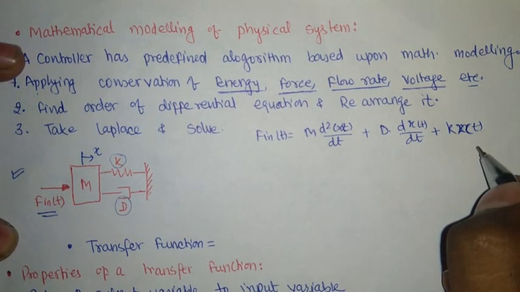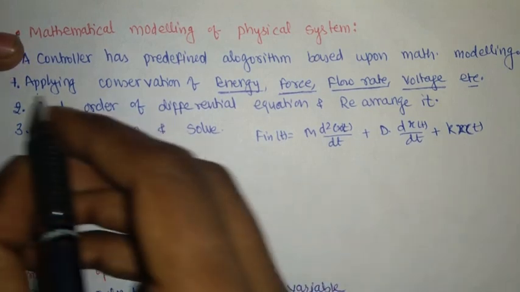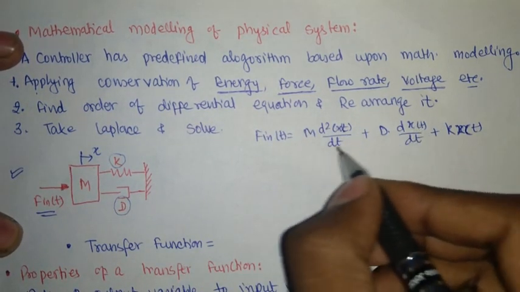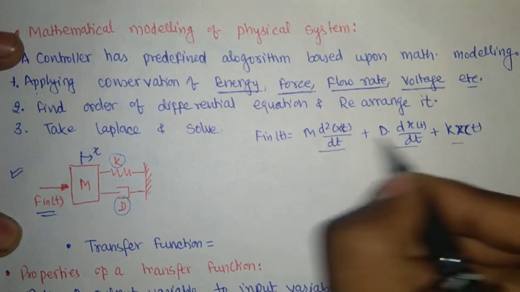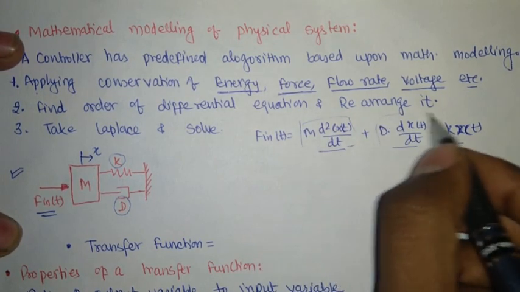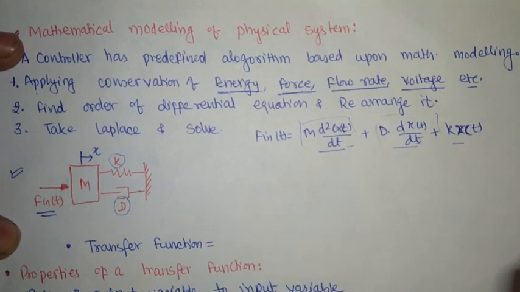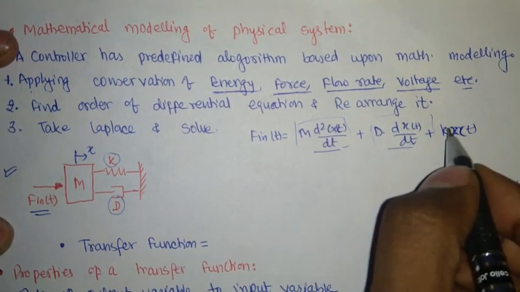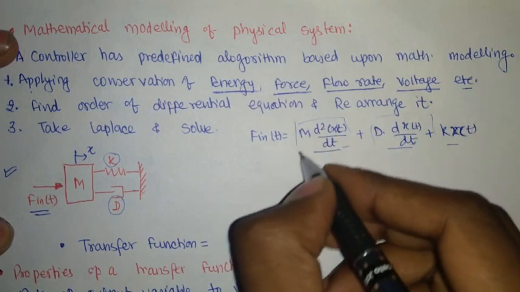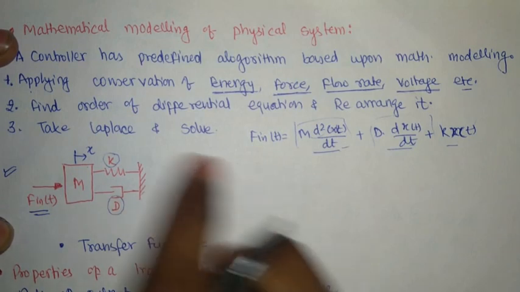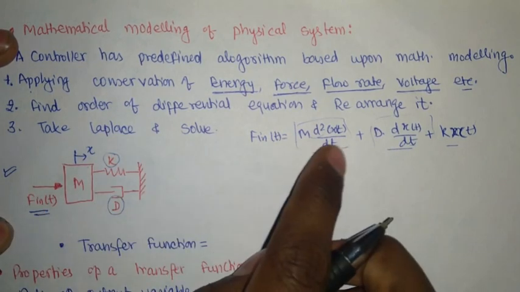Now that is our first step. We have calculated the equation of our system. Then find the order of the differential equation and rearrange it. We have already rearranged it, meaning the highest order first, then the lower one, and then the lower one. So we have rearranged our mathematical equation in terms of the order of our differential equation. So what is the order of this particular differential equation? The order is 2. The order of this particular system is 2 here.